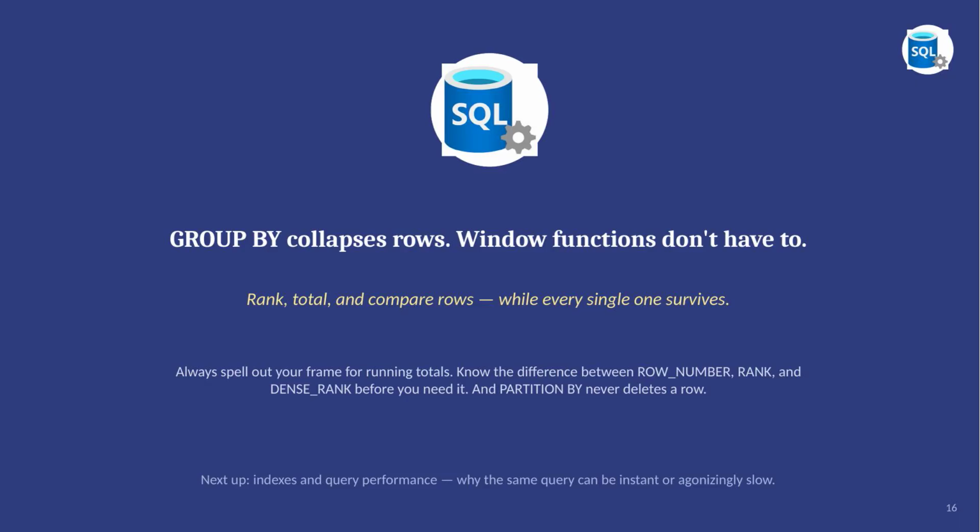These patterns show up constantly once you move past basic reporting. Ranking, running totals, and period-over-period comparisons are some of the most requested calculations in any real business, and now you've got a solid foundation for all three. Next up in this series, indexes and query performance, why the exact same query can run instantly on one system and agonizingly slowly on another.